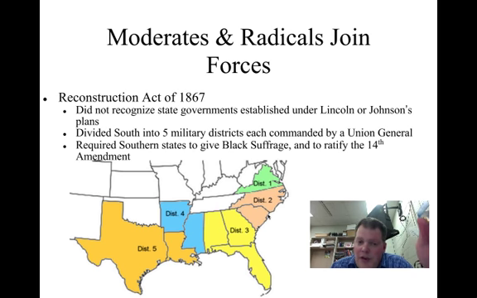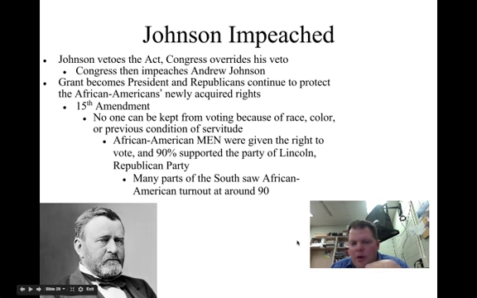What eventually does happen, though, is that the moderates and the radicals join forces, and they pass the Reconstruction Act of 1867, which does not recognize any of the plans by Lincoln or Johnson, and they basically divide the South up into 5 military districts that each have a Union general commanding them. Okay. And it requires the southern states to give African Americans suffrage. It requires them to pass the 14th Amendment, and by doing this, that's hopefully going to give African Americans a chance in the South.